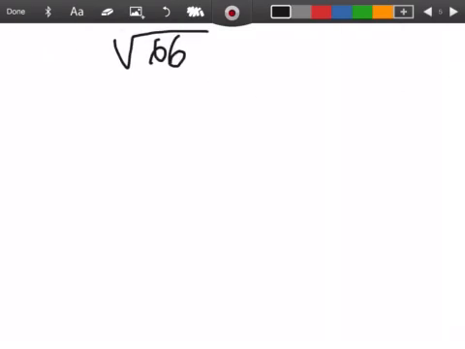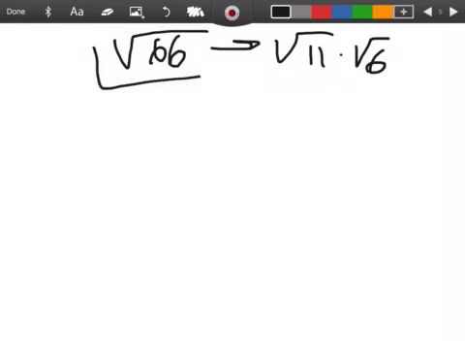Square root of 66. This one, same thing. If they're repeating numbers, then we definitely know there's an 11. You try 11 and 6, and now you're going to see something. We can't go further down, so this would be the original answer since we don't have a whole number with it.